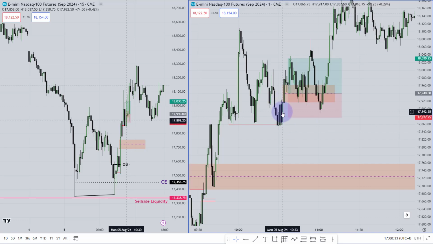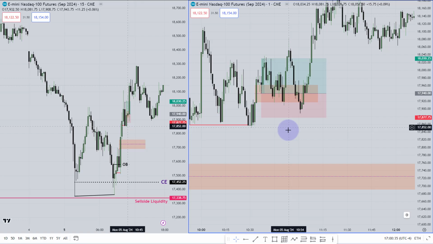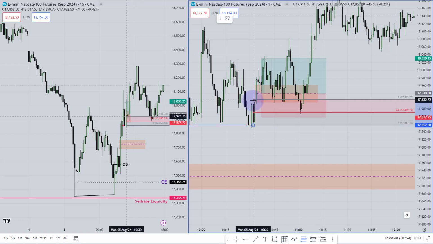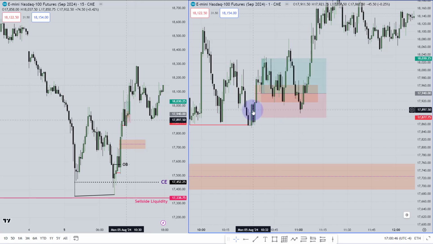No, it's not the order block. This is not the order block. But it has traded the 50% of that order block, so maybe the mean threshold of that order block. Look how it traded that mean threshold. No, brother, it didn't trade that mean threshold of that order block. This is not the order block.